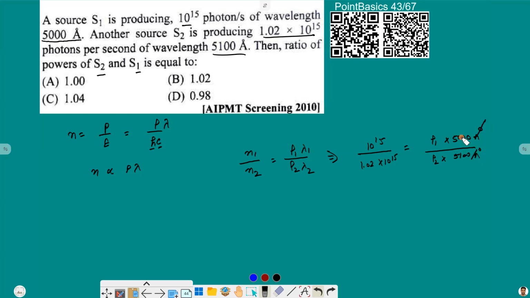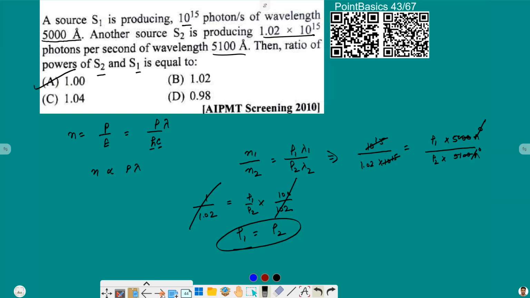So these two get cancelled and the zeros get cancelled, 10 raised to power 15 gets cancelled. So basically the relation is 1 by 1.02 equals P1 by P2 into 50 by 51, and that can be written as 100 by 102. Let's multiply 2 on both sides, and these two are the same. So we can say here P1 is equal to P2. So the powers are the same, our ratio is 1. That is option A for us.